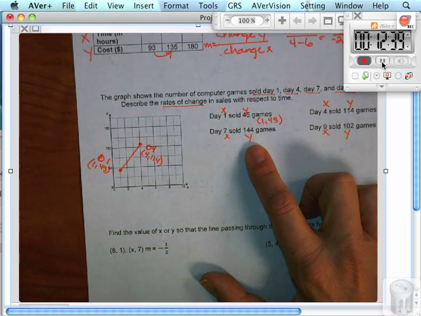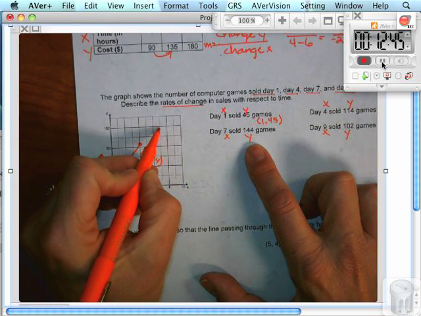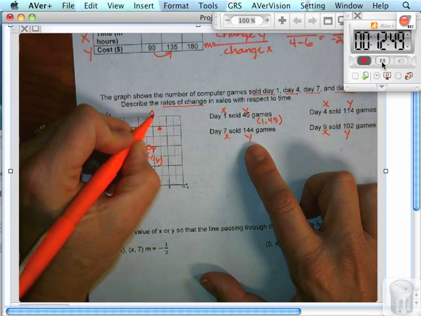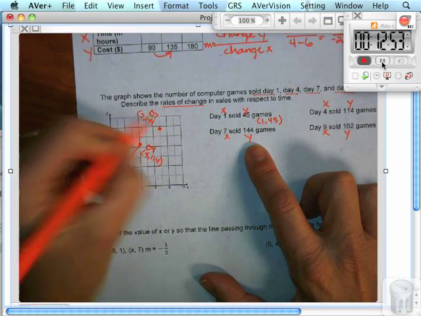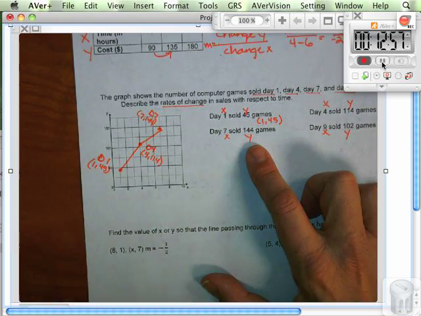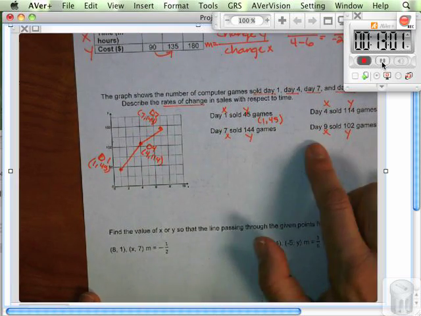Do the next point. Over 7 and up to 144. So about here, that's day 7, 144. And then I'm going to connect those. It's not a straight line, it's a little bit off. And then you're going to do the last one.